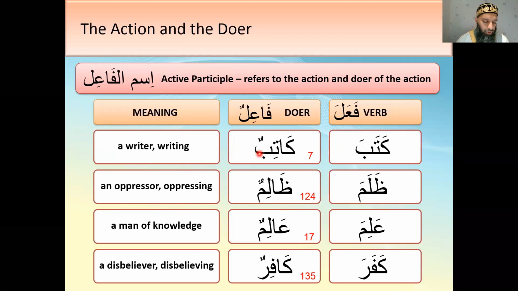Zalama, zalimun. Raja'a means to return. So how do you say returner, the one who returns? Raji'un. Somebody asked a question, why is the tanween dropped when spoken? It's just to stop there, it's just easier to say, that's why.